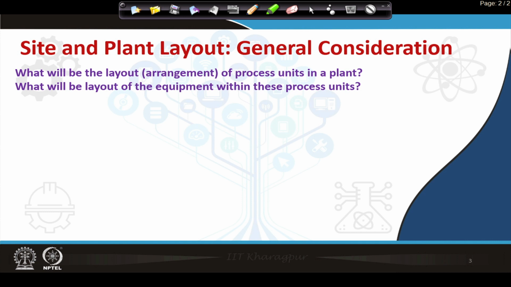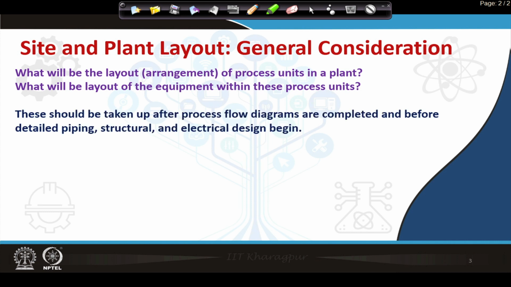So, as I told you, now you have determined the location of the plant, you have the flow sheet with you. So, now you are going to decide what will be the layout or arrangement of process units in a plant, what will be the layout of the equipment within these processing units. So, these should be taken up after process flow diagrams are completed and before detailed piping, structural and electrical design begin.